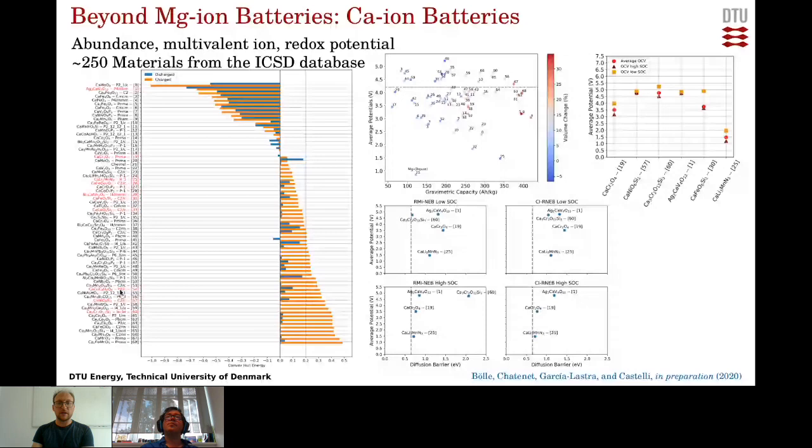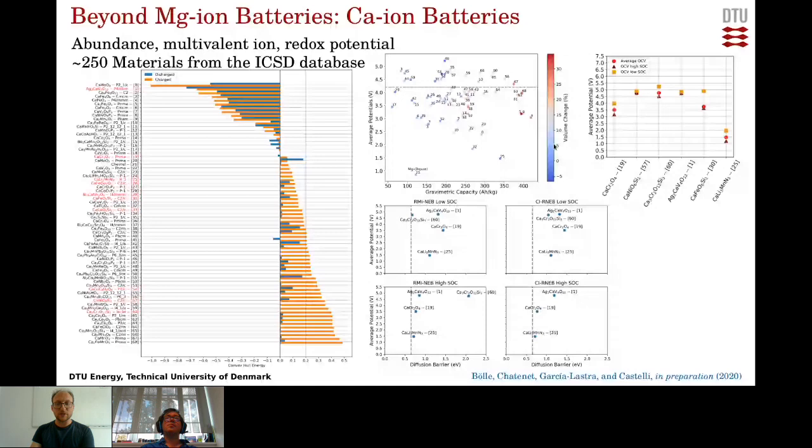You can have plots like this where you look at the gravimetric capacity as a function of the average potential, and then you can try to identify which materials have a good capacity at a small volume change and at the same time achieve a good potential. This is again only preliminary results. We have a student working on this now, so stay tuned.